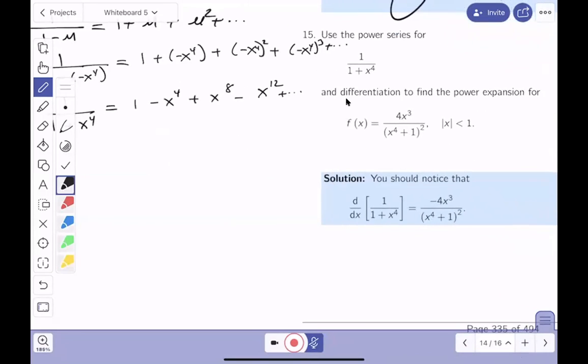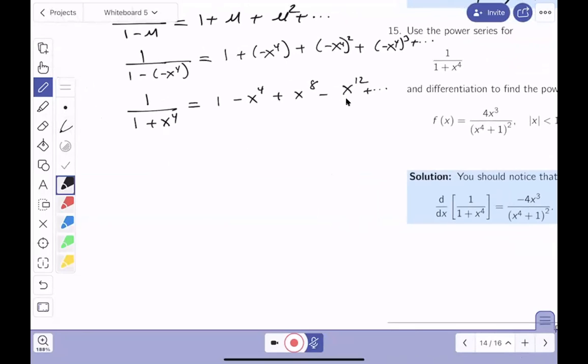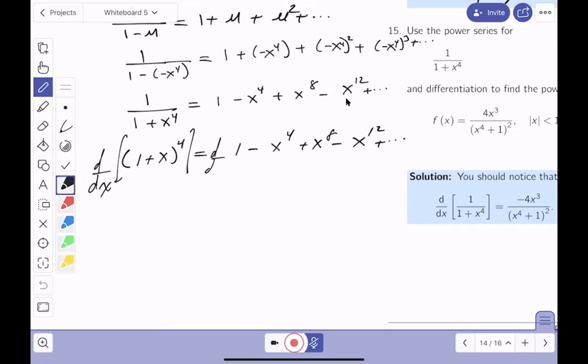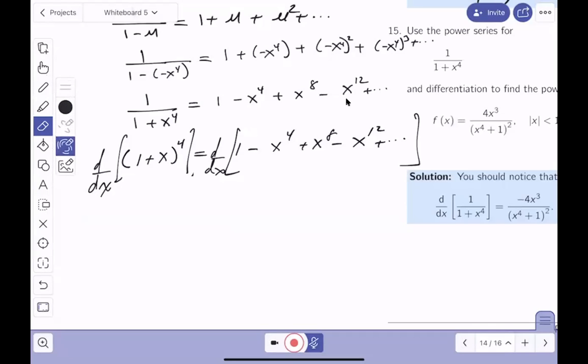All right. Now I got to read it. It says use the power series. I've got the power series and differentiation. I guess they want me to differentiate this guy. Let me write this down for you. So this is going to be 1 over 1 plus x^4 equals 1 minus x^4 plus x^8 minus x^12 plus dot, dot, dot. I want to differentiate both sides with respect to x. So this side over here, and then this side. And let's see what we get. Whoops, I made a mistake already. And I'm tired, that's why I'm making mistakes. But I recognize I made a mistake because I look at it and say, that's crazy.